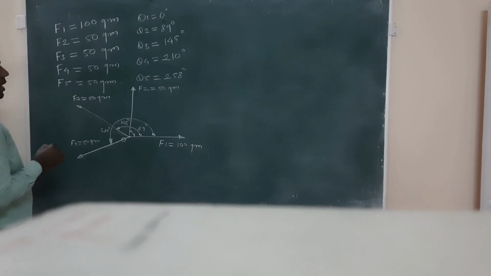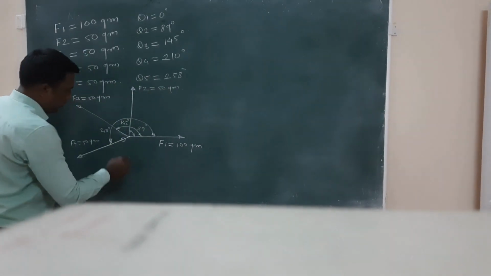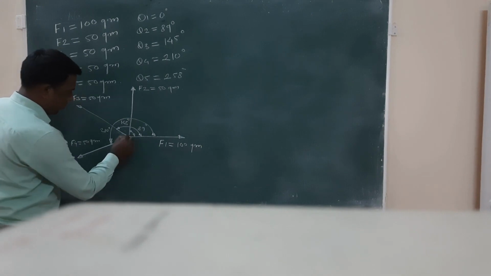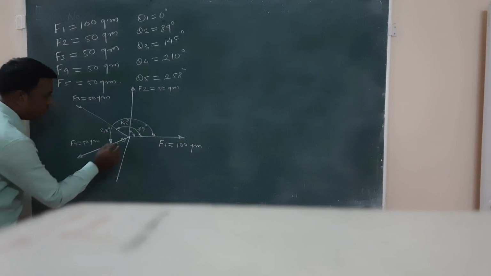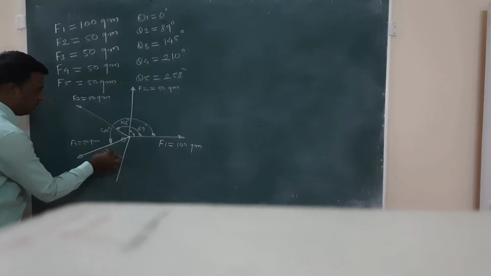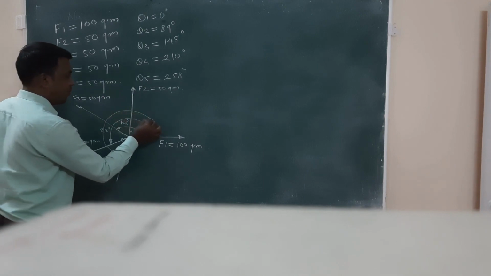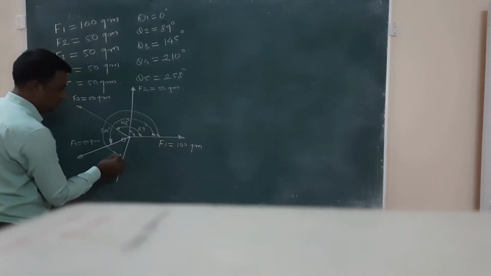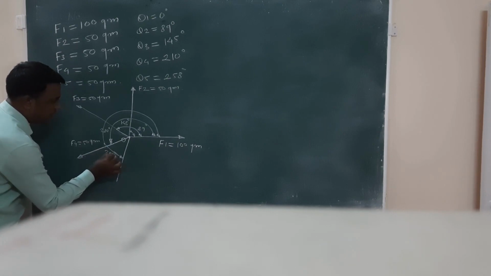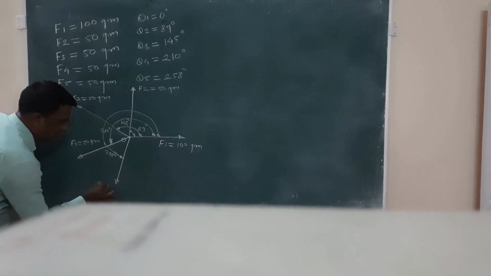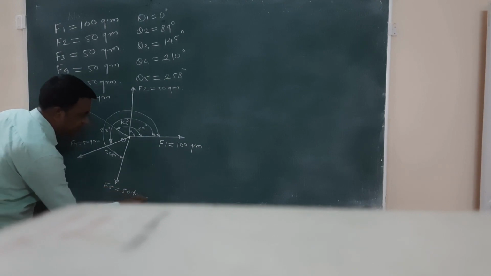And the next force is F5 having the angle of 258. So this angle, the 258, is with respect to the F1 force. So this angle is 258 degree. This is our F5 having the magnitude of 50 grams.